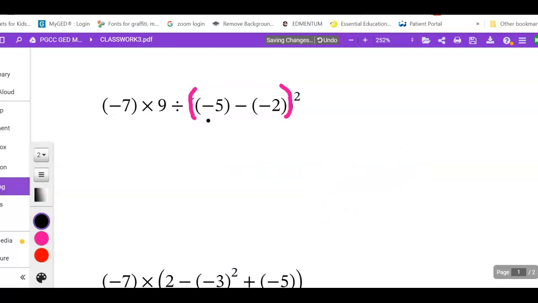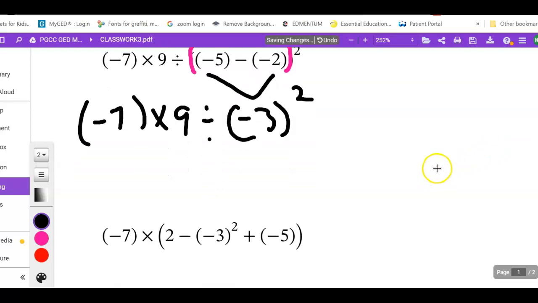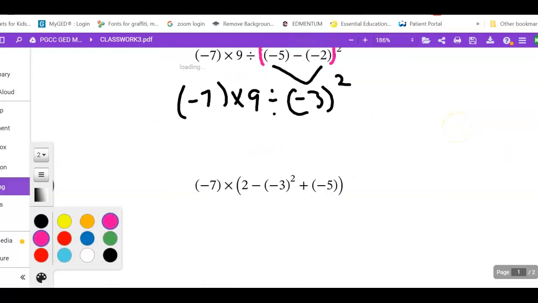So let me put that up here. That was -3. But remember, that 2 is still there. And let's bring down everything else. There we go. So where do I go from here? I'm hoping you say the exponent. That is correct. Next thing I'm going to do is that exponent. So I'm going to do -3 times -3. That gives me a +9. I bring down everything else. I'm now here.